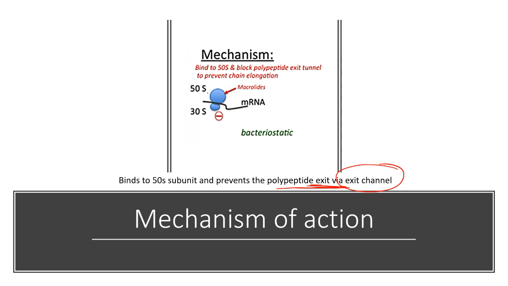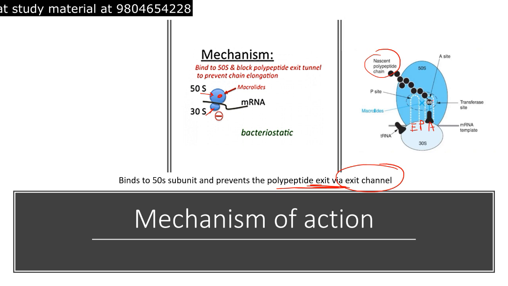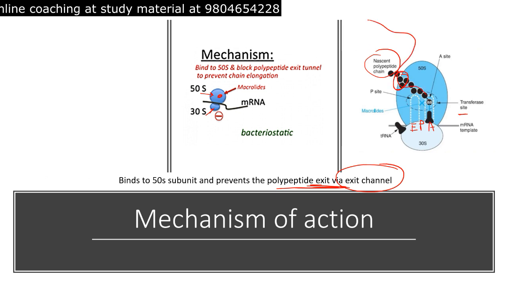So this is what happens. This is the 50S ribosomal subunit, this is the 30S subunit, and macrolides bind to the 50S subunit. And what is the exit channel? For that, you can see this picture on the right hand side. You can see that these black dots are the amino acid sequences joined together as a polypeptide. We call them the nascent polypeptide chain. And once the nascent polypeptide chain is produced, it is finally there in the A site. This is the E, P and A site. So finally they are present in the A site, linked to the tRNA in the A site, also known as the transferase site here. So once the nascent polypeptide is made, there is an exit channel through which the polypeptide should come out.